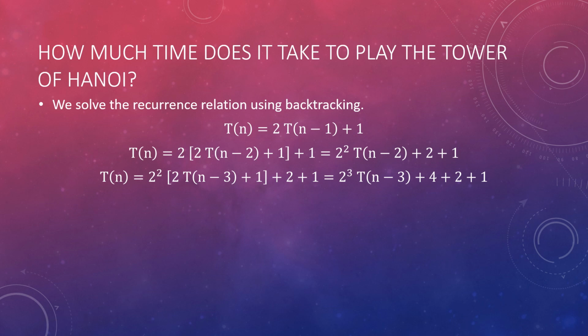Look at the second equation. Tn is 2 to the power 2 Tn minus 2 plus 2 to the power 1 plus 2 to the power 0. Again the same thing. The power of 2 in the second term is 1 less than the power of 2 in the first term. Look at the third equation. Tn is 2 to the power 3 Tn minus 3 plus 4 plus 2 plus 1. Again the same thing.